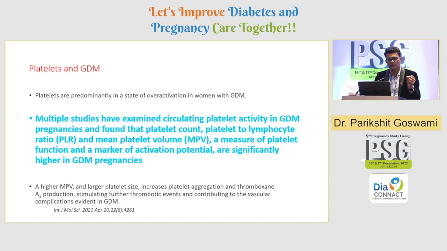Platelets are predominantly in a state of overactivation in women with gestational diabetes, like what happens in dengue fever, actually. Okay, it's actually overactivation, but the destruction is happening continuously. That's why we see low platelets. So multiple studies have examined circulating platelet activity in gestational diabetes pregnancy and found that platelet count, platelet to lymphocyte ratio, and mean platelet volume, a measure of platelet function and a marker of activation potential, are significantly higher in GDM pregnancies. And again, this is a really good marker, a very cheap marker, and very easily available.